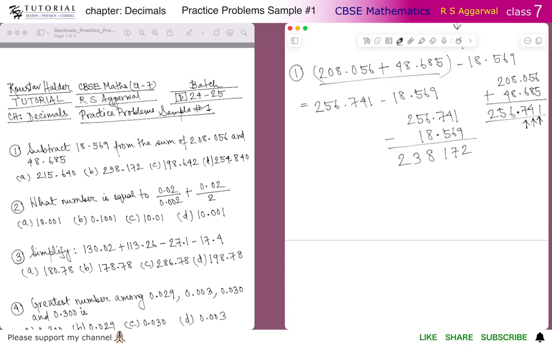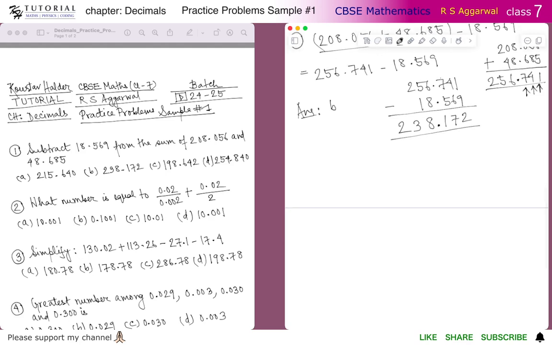Now I have to put the decimal point. The decimal point will be 3 digits from the right here, because the decimal places of the two decimal numbers is 3. So this is the answer. As this is an MCQ, the choice will be B, 238.172. Okay, let's do problem number 2.